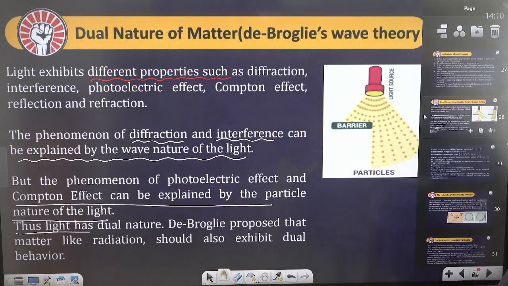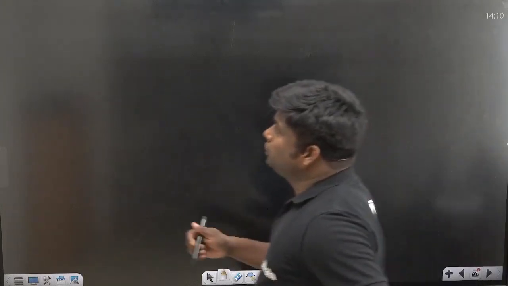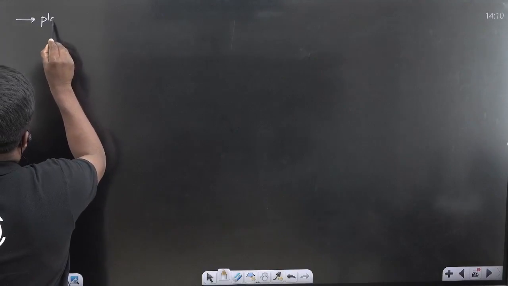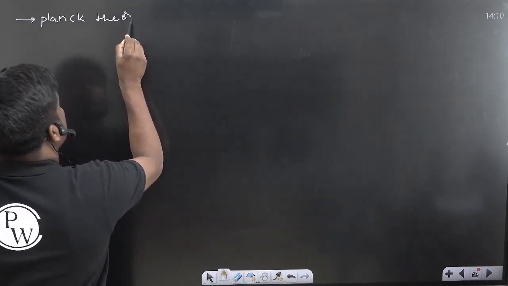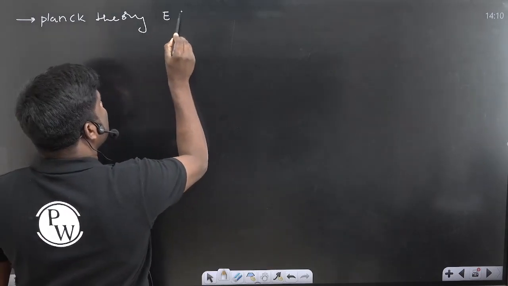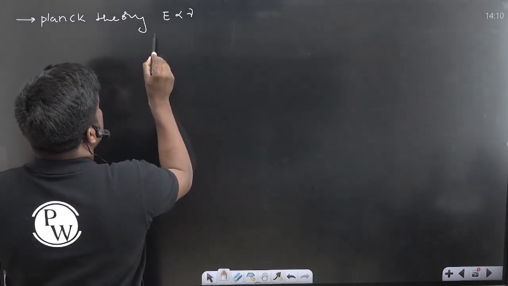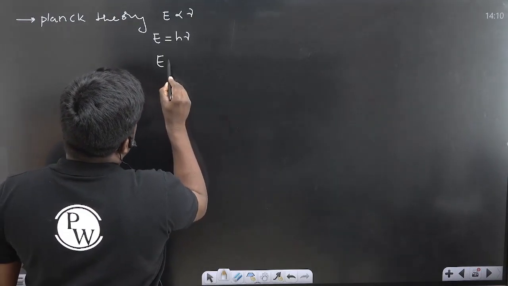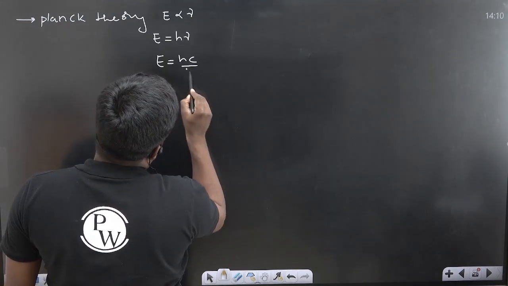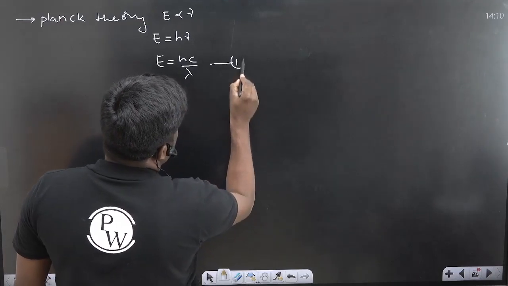Let's see how he explained it. According to Planck's quantum theory, what is that? E is proportional to nu, so E equals h nu, so E equals hc by lambda. This is equation 1.